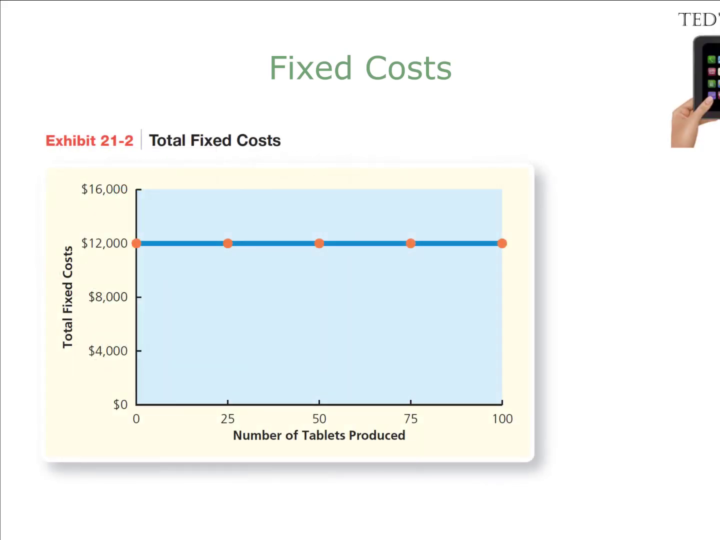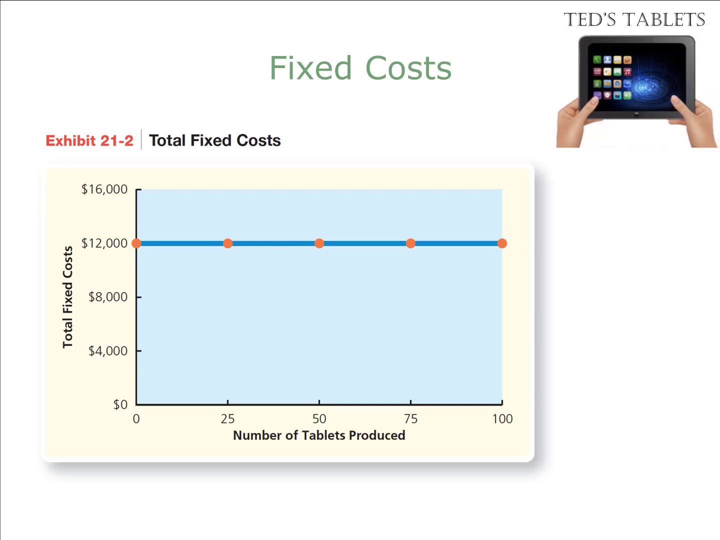So suppose Ted's Tablets incurs $12,000 of rent each month. No matter how many tablets they produce, the rent is always $12,000 per month. If they produce 0 tablets, rent is $12,000. If they produce 100 tablets, the rent is still $12,000. And any production level in between results in the same total $12,000 of fixed costs.